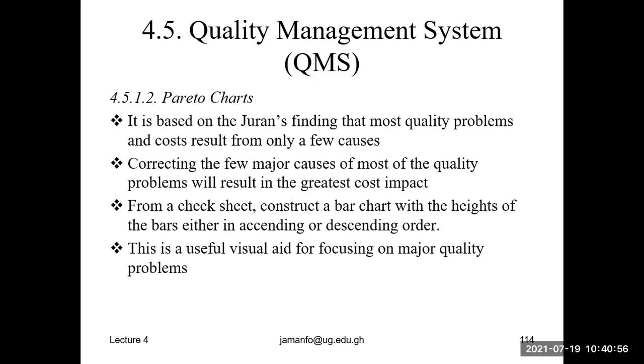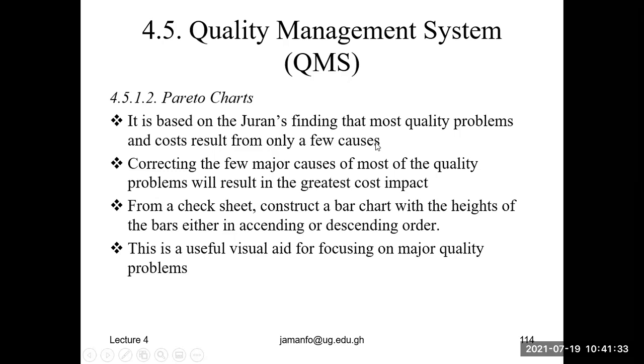And that study, I'm sure, will even apply to our country today: that 80% of the people will own only 20% of the resources, and that 20% of the people will own 80% of the resources. It is based on that finding that Juran also proposed what we call the Pareto chart. It says that most quality problems and costs result from only a few causes.